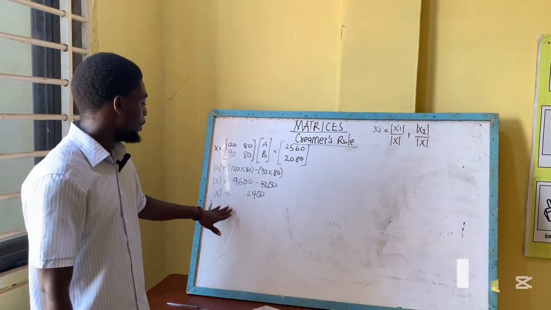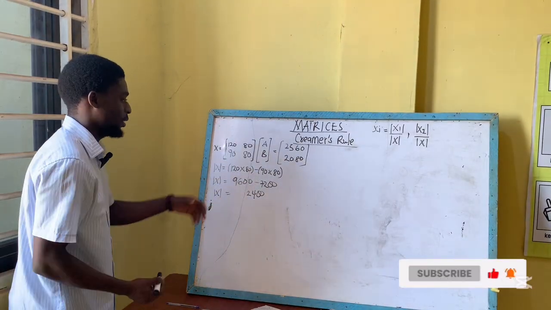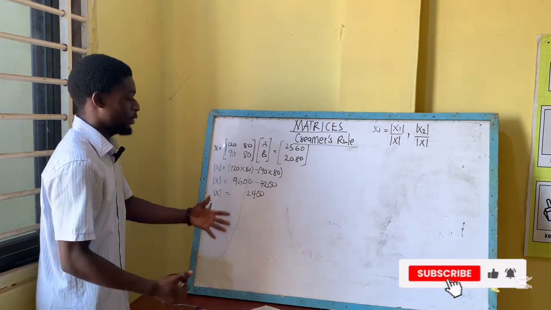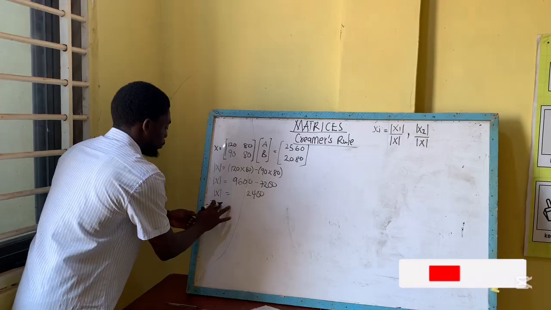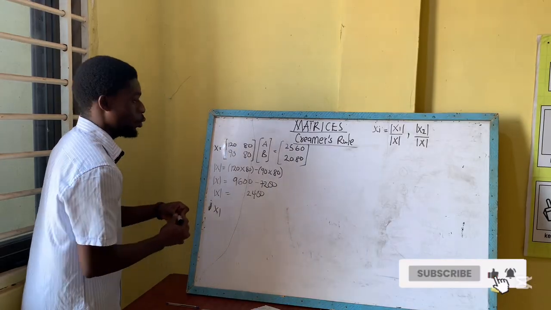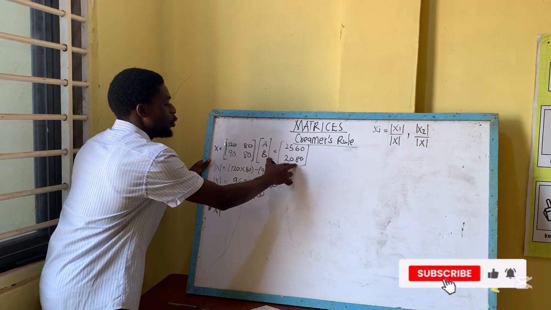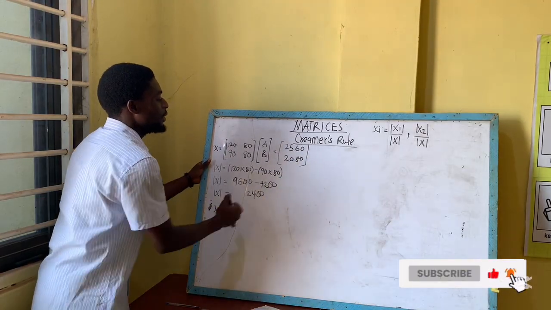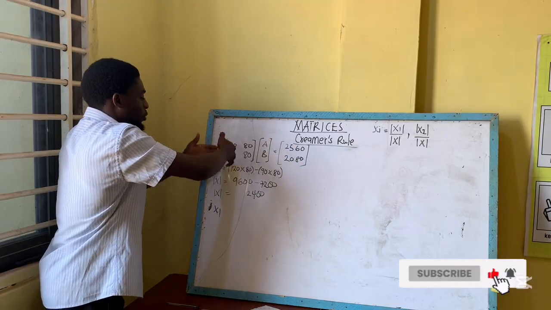After finding your first determinant, that's of the matrix X. So this is the matrix X. Now you want to find the matrix X1, the determinant of X1. Before you find the determinant of X1, you first have to substitute these values, which are 2,560 and 2,080, at the first column of the matrix X.